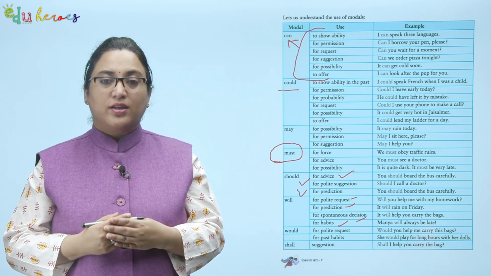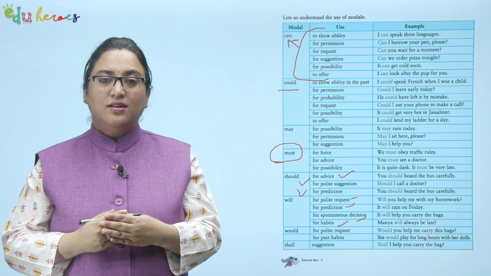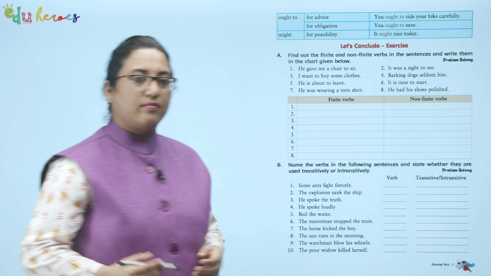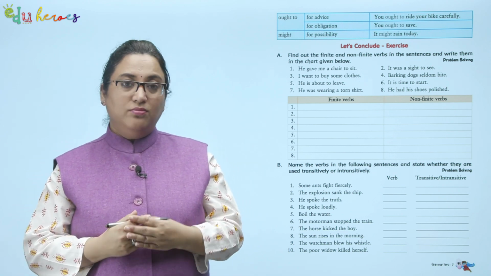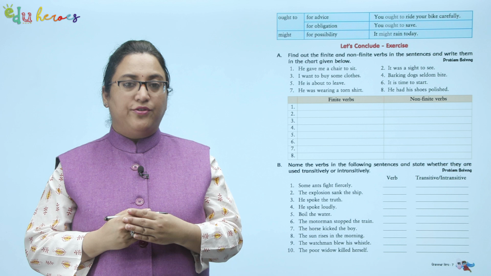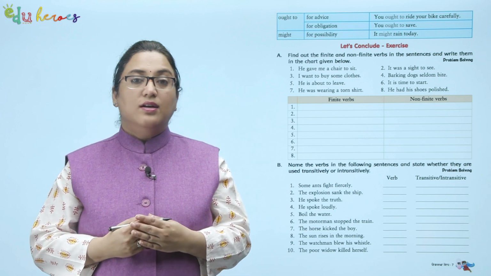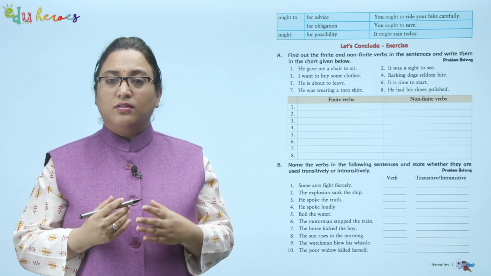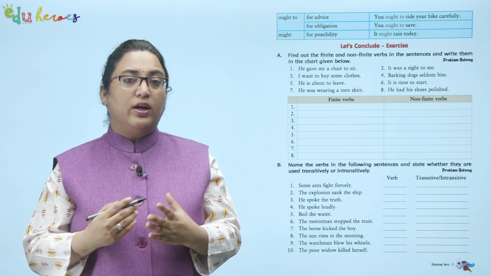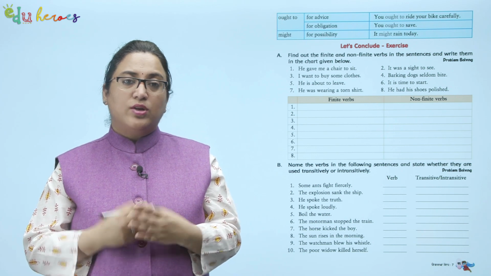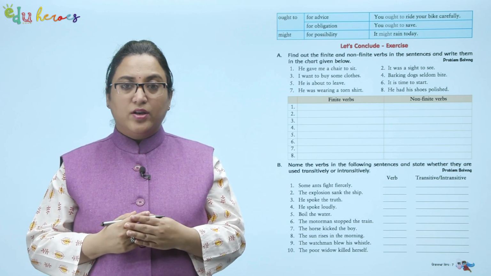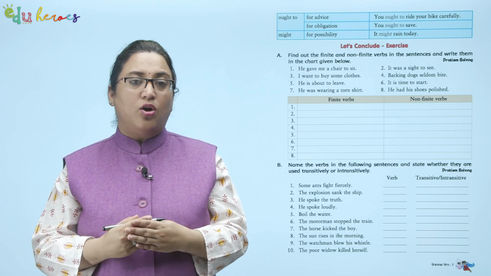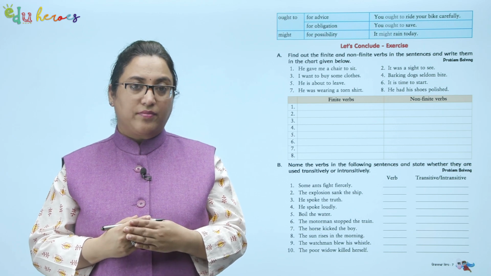Shall. Used for suggestion. Shall I help you carry the bag? That's just a suggestion. Ought to. Ought to is used for advice and for obligation. Like, you ought to ride your bike carefully. So this is not a simple advice but very strong advice. Ought to is used to express something very, very strongly. You ought to save. This is also obligation, something very, very strong, a point you want to make.